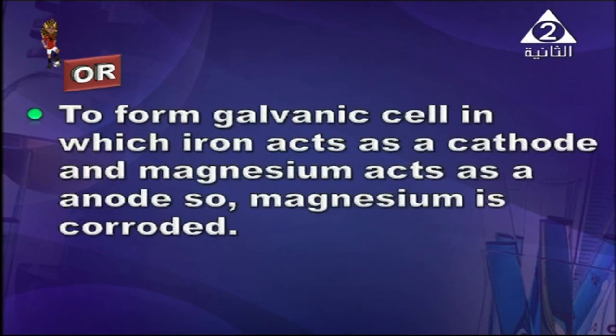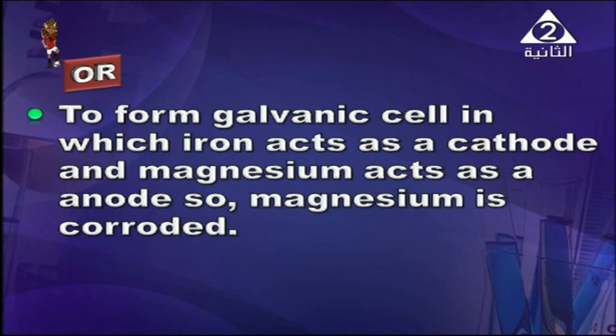The other answer for this question can be: to form a galvanic cell, in which iron acts as the cathode and at the same time magnesium acts as the anode, so magnesium is corroded. This is very important. Can I write the two answers in the exam? Why not? If you have space, write the first answer, then write the second answer.